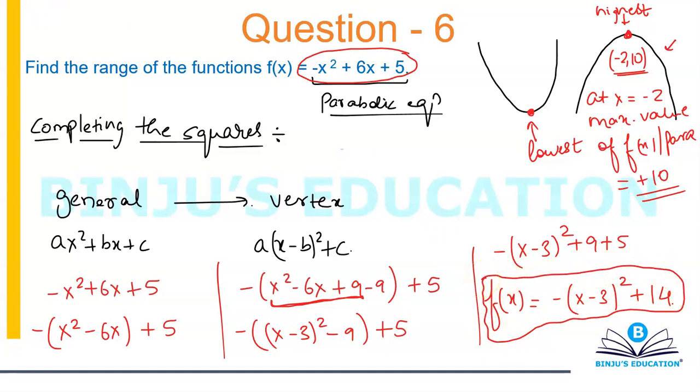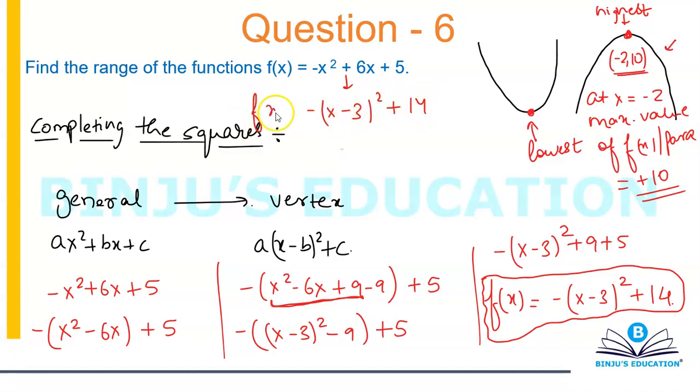So the bottom line is, this quadratic function that is given to you in the question, using the vertex form, you will be able to rewrite as minus of (x minus 3) whole square plus 14. Now we know that a square quantity is always greater than or equal to 0. And if it has a negative sign in front of it, that quantity will always be less than or equal to 0.